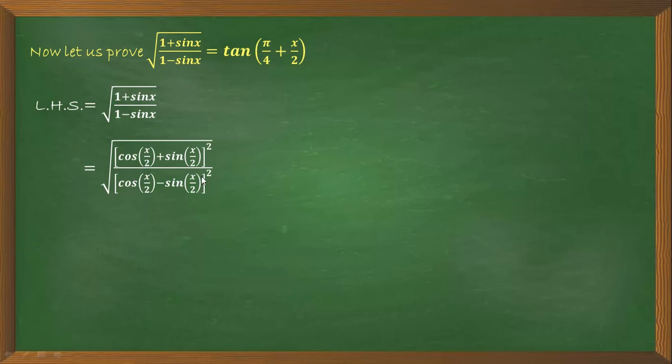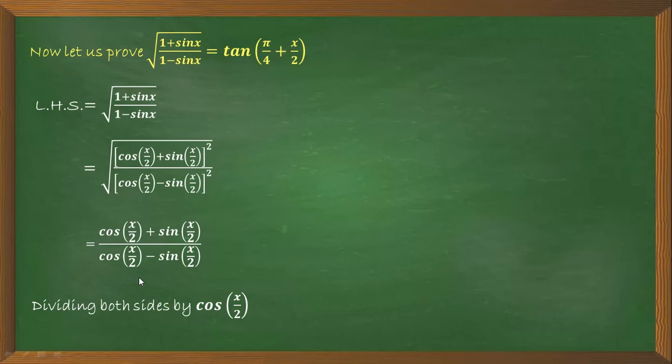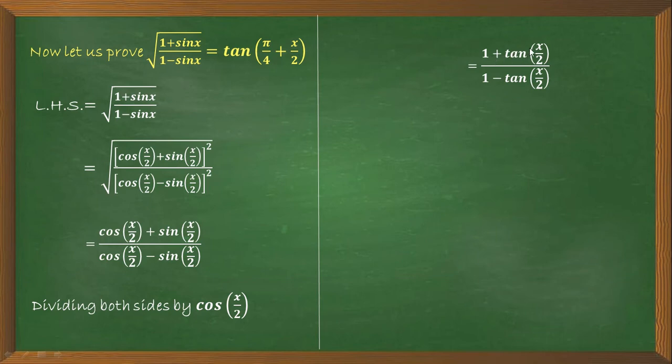Now this is a square quantity, this is also a square quantity, and it is under a square root sign, so it will get cancelled, and hence you will get this simplification. Now if you divide the numerator and denominator by cos x by 2, then what will you get? You will get 1 plus tan x by 2 upon 1 minus tan x by 2. See here, if you divide the numerator as well as the denominator by cos x by 2, you will get 1 plus tan x by 2 upon 1 minus tan x by 2.